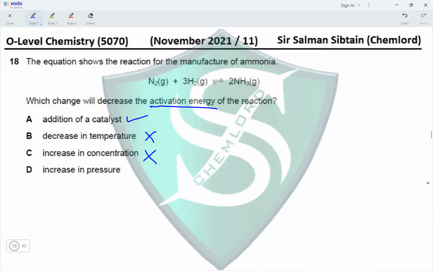And increasing the pressure favors the side of equilibrium with the lesser number of moles. So in the given reaction, the forward reaction would be favored and the equilibrium will shift towards the right, but the value of activation energy will not be affected by increase in pressure. So this makes option A the correct option for this question.